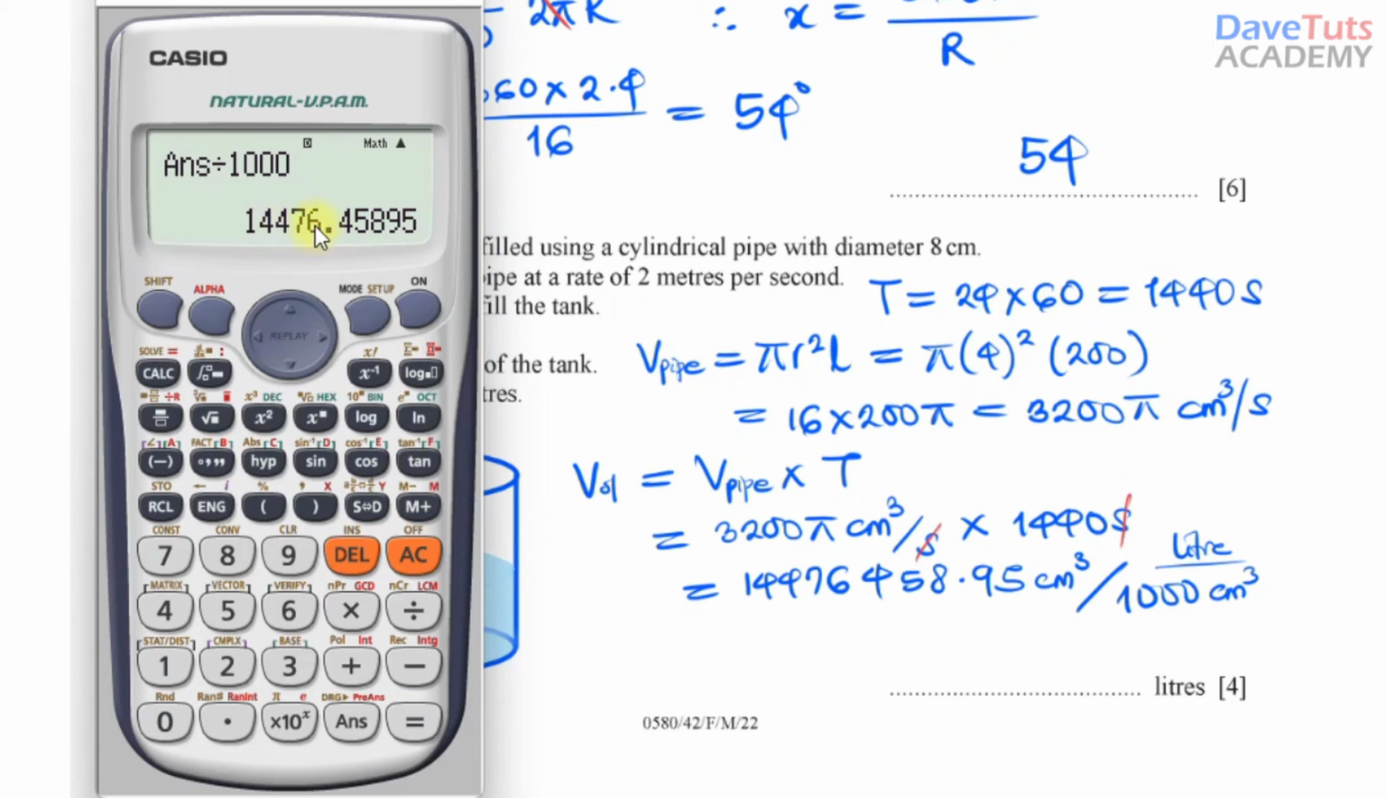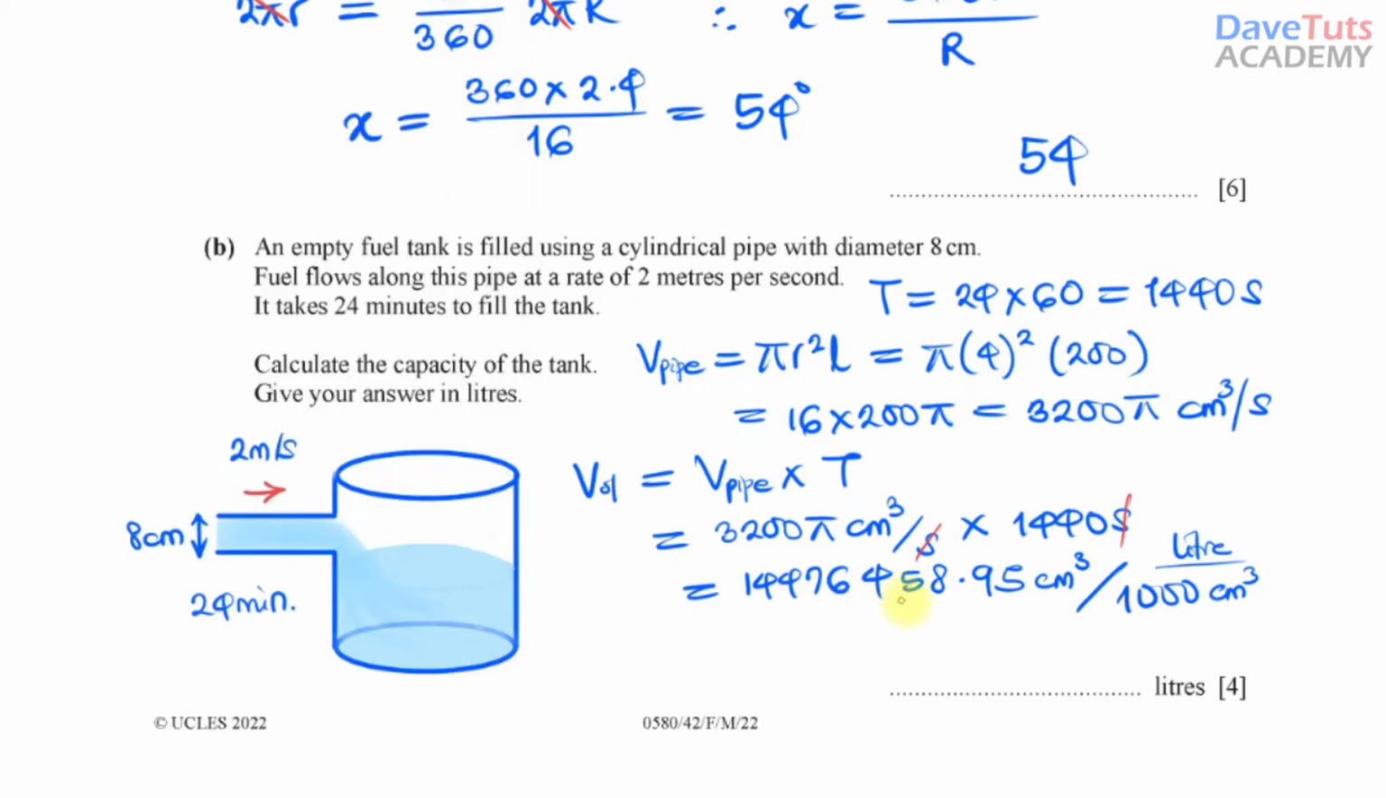But again, we're asked to always leave our answers correct to 3 significant figures. So that means 1, 2, 3. We need to consider the fourth number, 7. We'll round it up to 1 and add to the initial number. So we have 14500 liters as the capacity of this particular tank in liters. And with that, we are done with this question as appropriate.